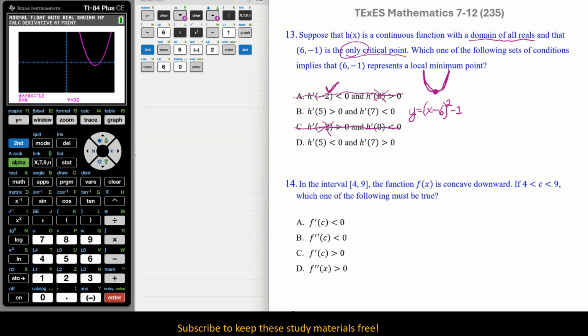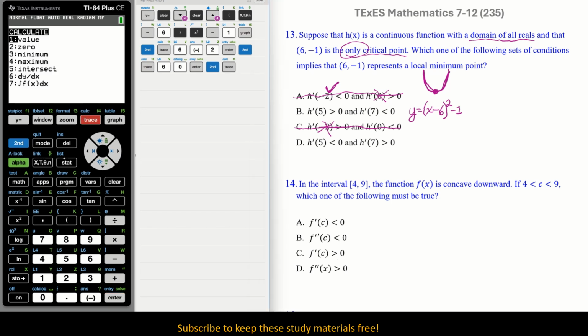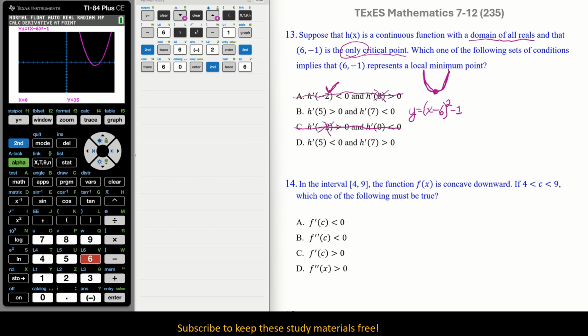Now let's go to 5 and 7. So just repeat the process. I say second trace number 6, and I'll go with 5. 5, enter. That is negative 2. Oh, B does not work. It's saying that value should be greater than 0. This is absolutely not true, so that makes the entire thing invalid. Let's double check D.